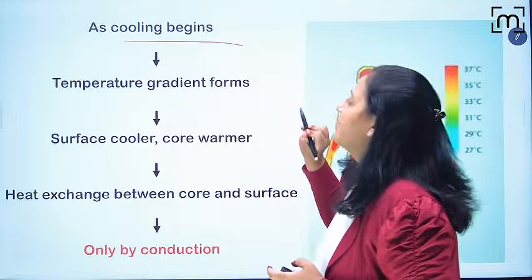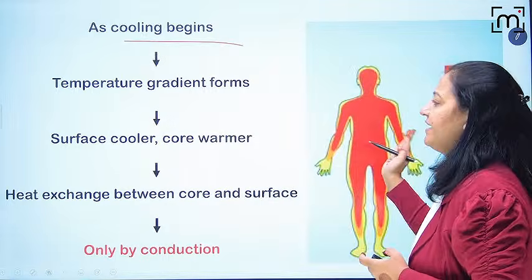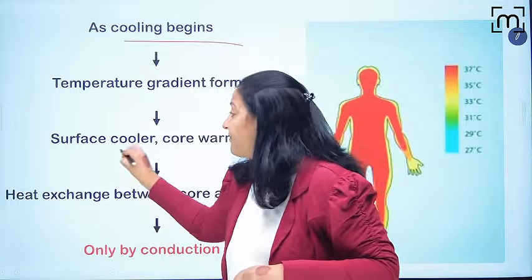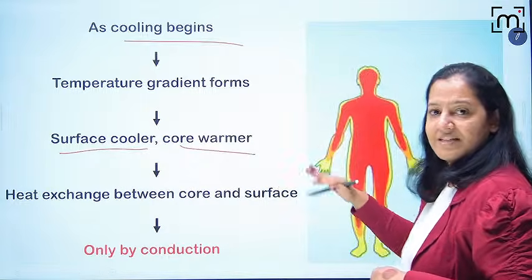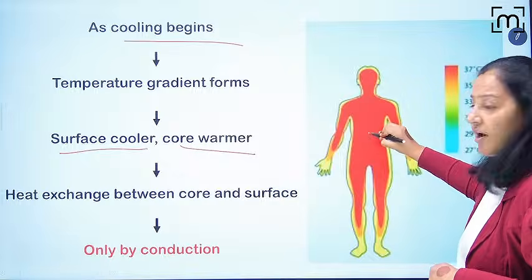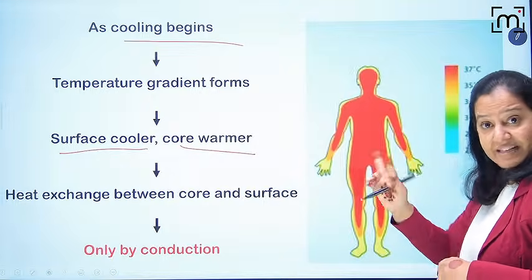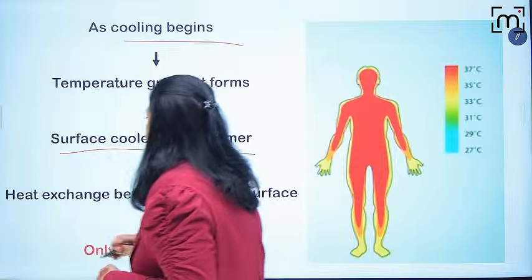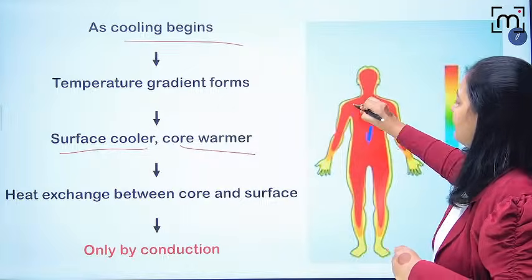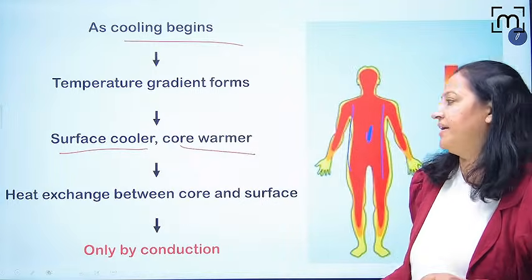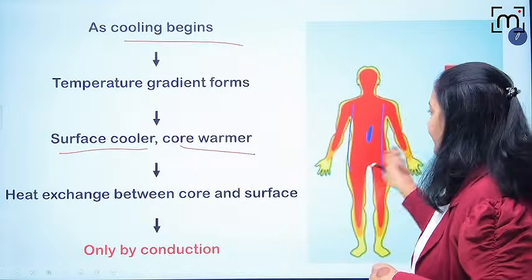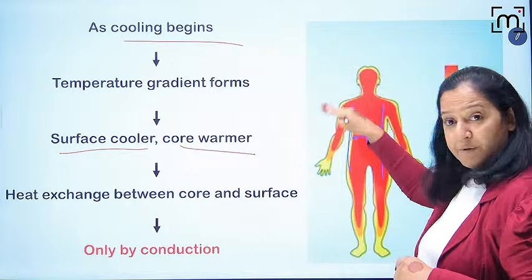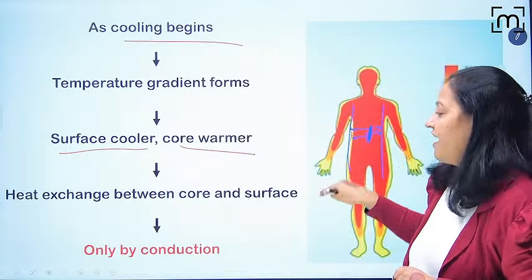As soon as the cooling begins, there is a temperature gradient. The heat is lost from the surface, not from the core. The core is warmer and the surface is cooler, so there is a temperature gradient in the dead body. Heat transfer takes place from here to here, from here to here, till the temperature becomes equivalent via conduction.